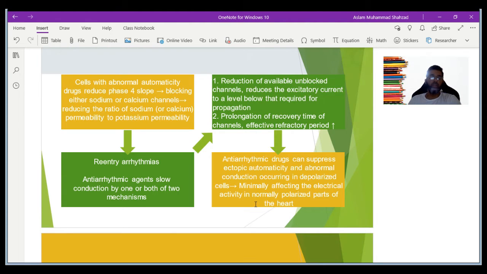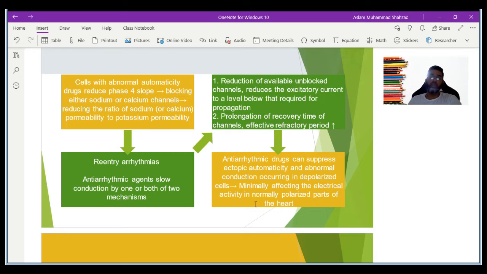When we talk about the cycle of these drugs, if I move to point 1, that cell with abnormal automaticity, the drugs reduce the phase 4 slope. They are responsible for blocking either sodium channels or calcium channels and reducing the ratio of sodium or calcium permeability to potassium permeability, and that is responsible for re-entry arrhythmias. And antiarrhythmic drugs slow down the conduction by one or both mechanisms.